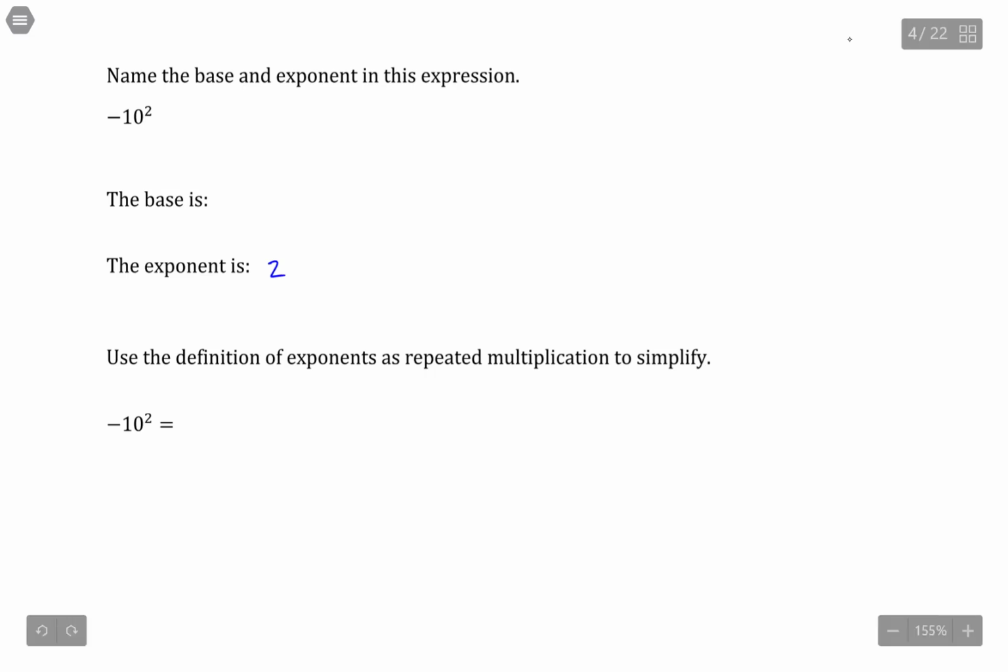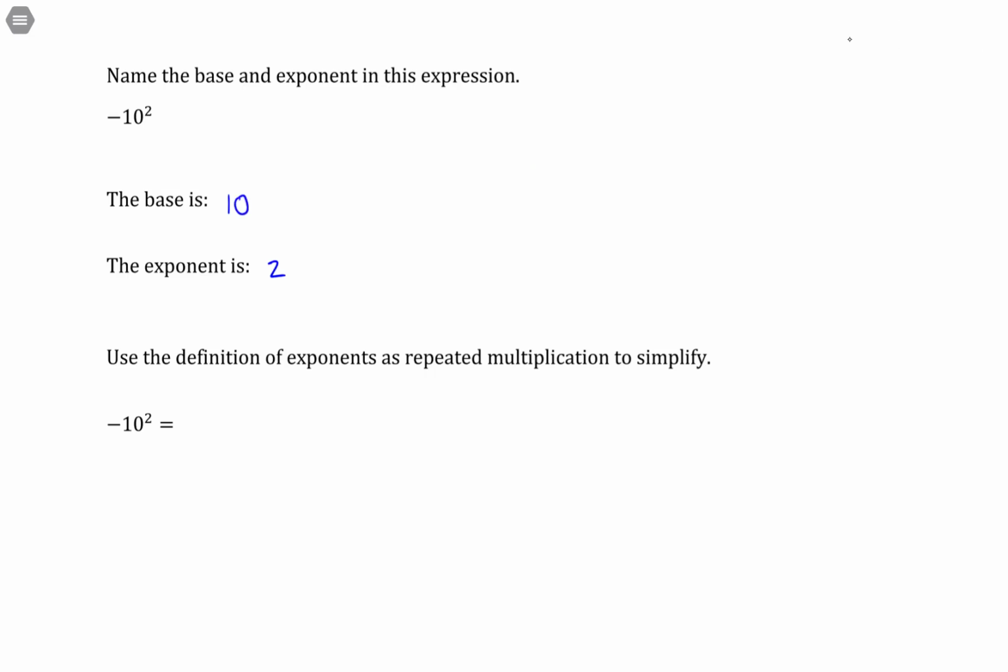The base, it's kind of tempting to write -10, but the square is not attached to the negative in any way. You see, a negative is just a simplification for writing -1 times some value. So this square is not attached to the negative in any way. It's only attached to the 10. So in effect, what happens here is the base is just the value 10.